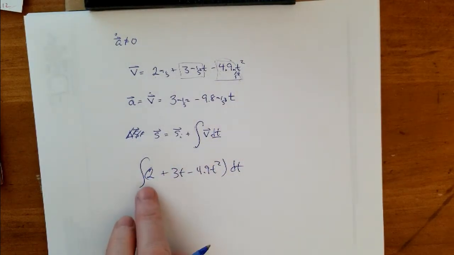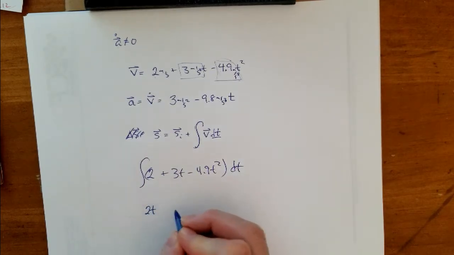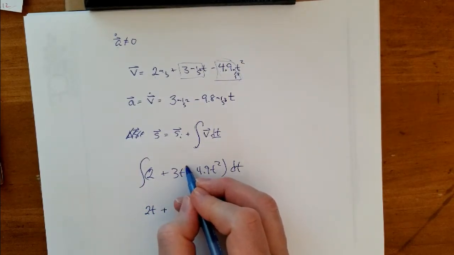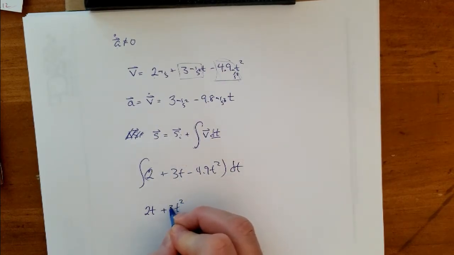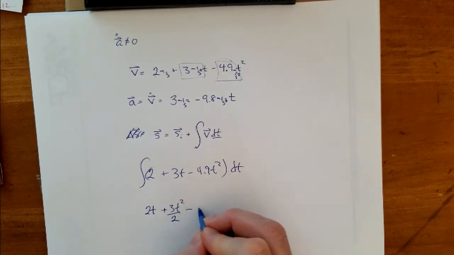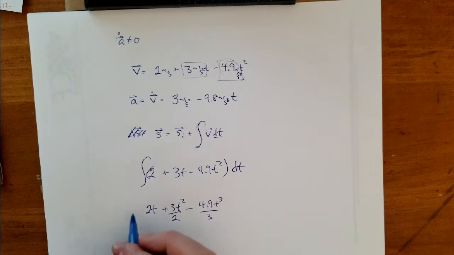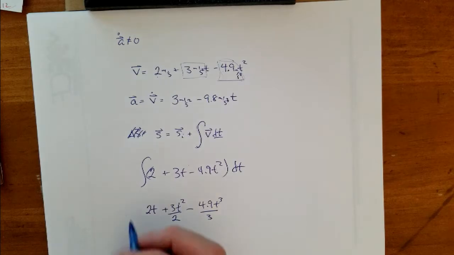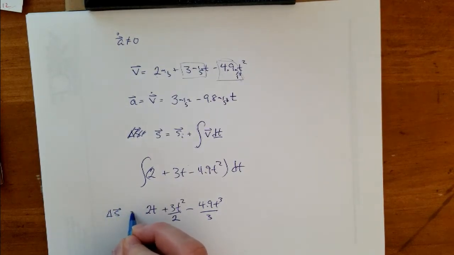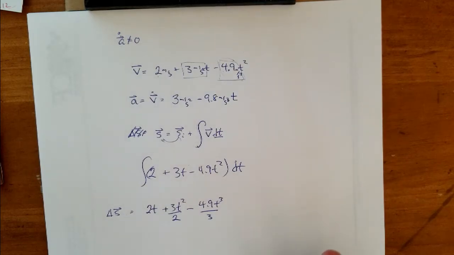So what do I need to do in order to get 2 as my derivative? Well, that would be 2t. Here, again, you add 1 to the exponent, so that's t squared, and then you divide by the new exponent. And so minus 4.9t cubed over 3. And so that would be this whole bit right here. And so that is my displacement. If I brought this over, I'd have displacement, and then I'd have to give some boundary condition in order for you to have a formula for position. But it's as simple as that.